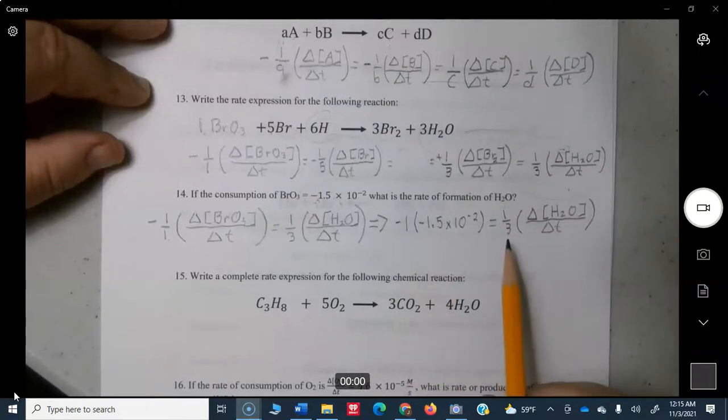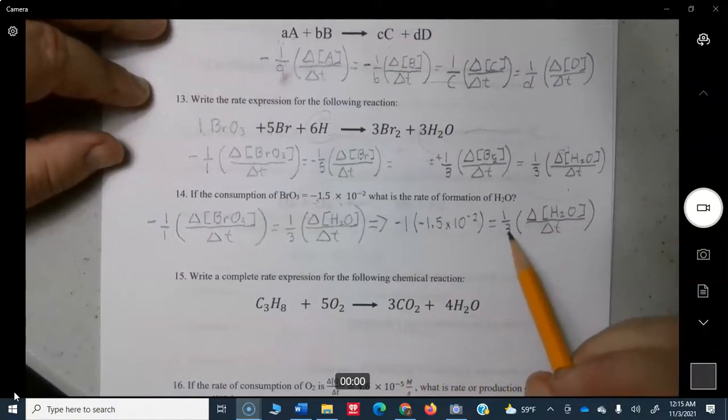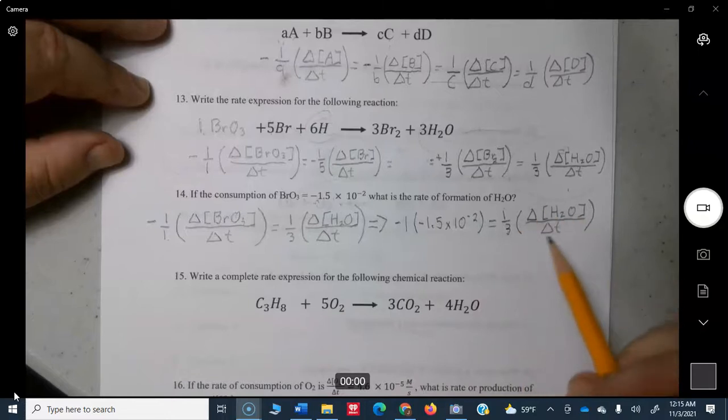Okay, so now it just becomes an algebra problem. You have a 1/3 here. You want to isolate this. This is what you're trying to find out. You're trying to find out the rate of formation. That means it's with respect to time. It has a time element there.